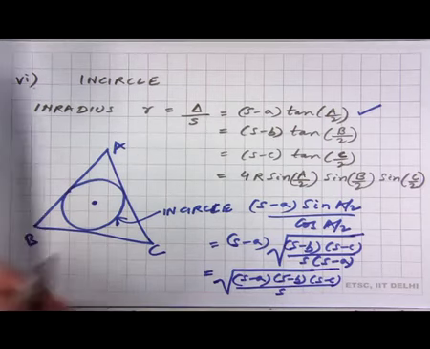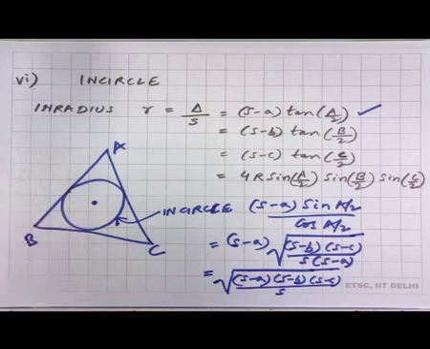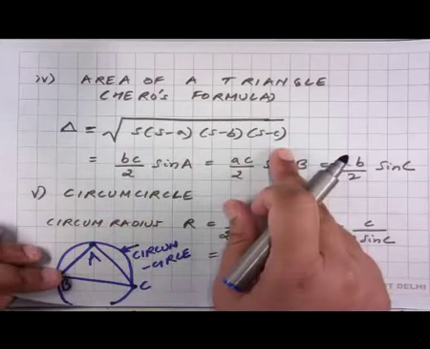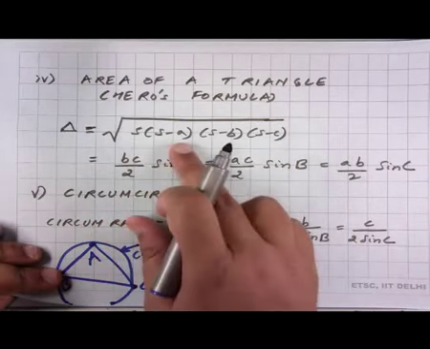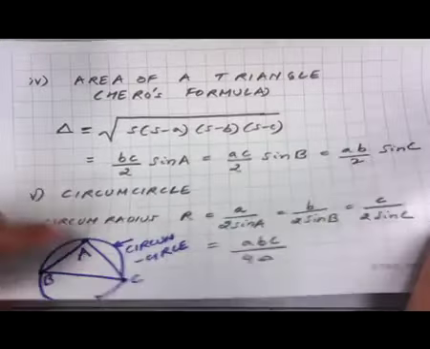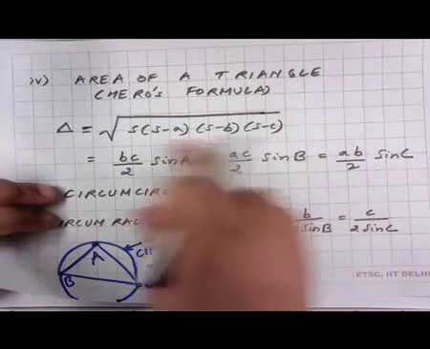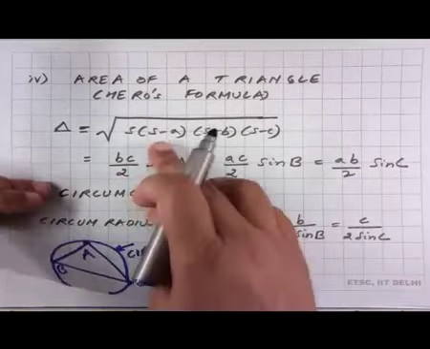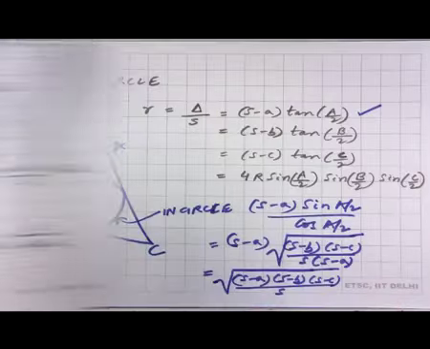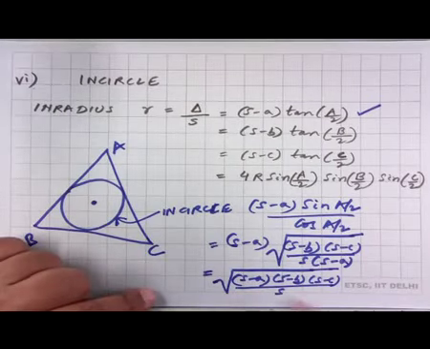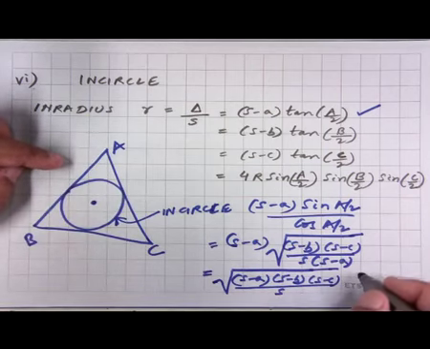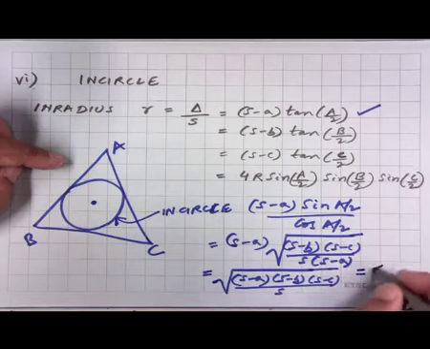But then from Heron's formula, we know that the area of the triangle denoted by delta is equal to this quantity, which already has this product of s minus a, s minus b and s minus c. Therefore, by using this formula in the expression here, what we will end up getting is that this is equal to delta over s.